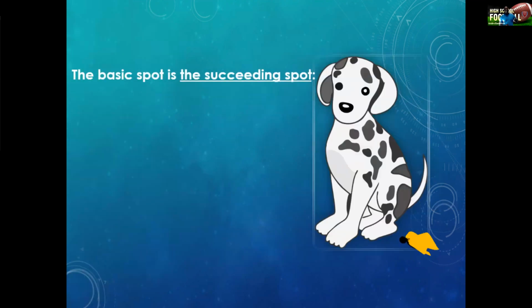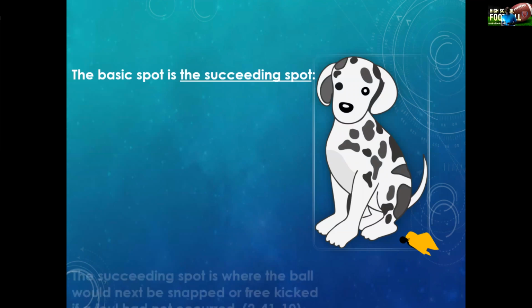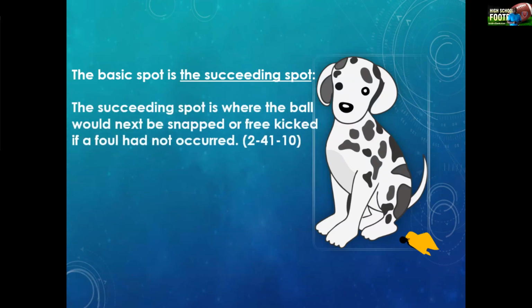The basic spot is the succeeding spot. The definition of a succeeding spot: the succeeding spot is where the ball would next be snapped or free kicked if a foul had not occurred.